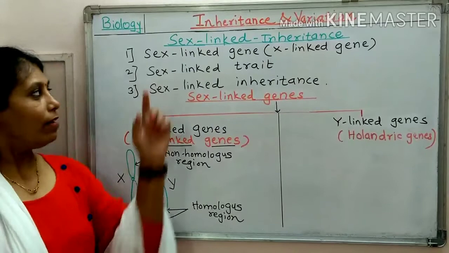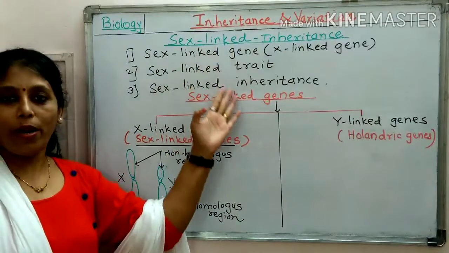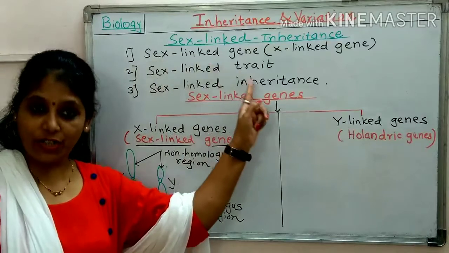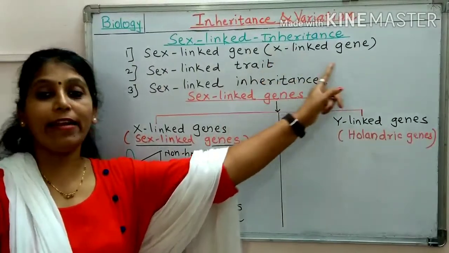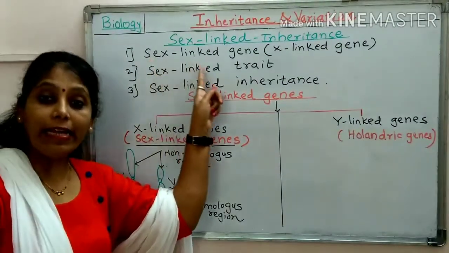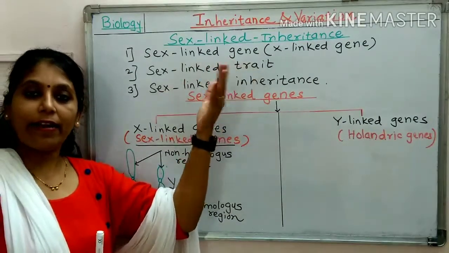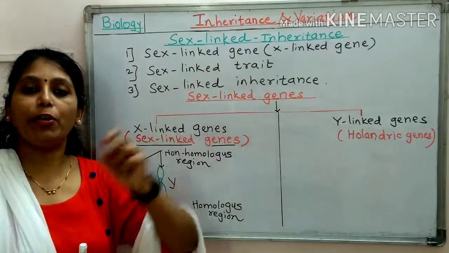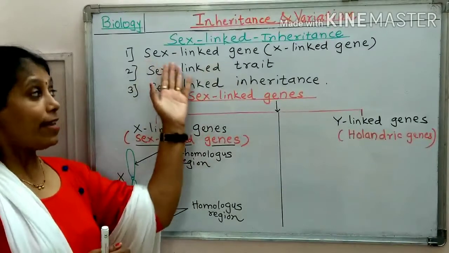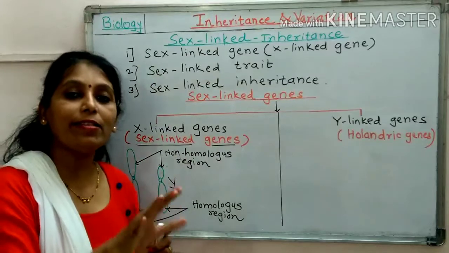We will start with sex-linked inheritance. Now let us study one by one. The first definition is sex-linked gene, which is also called X-linked gene. Now here we have to remember one thing. It is sex-linked. Linked means association. Gene means the genes which are responsible for a particular character. The structures which are responsible for characters are the genes. Sex-linked genes means definitely these genes are associated with the sex chromosome.